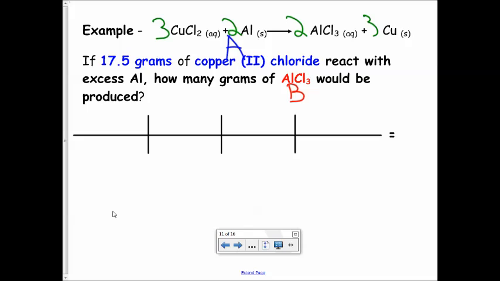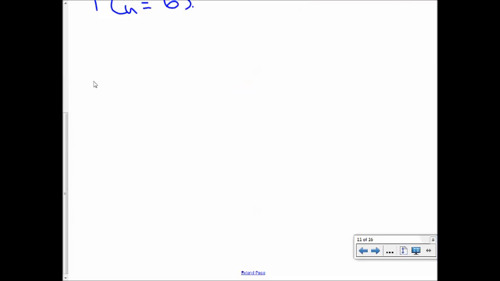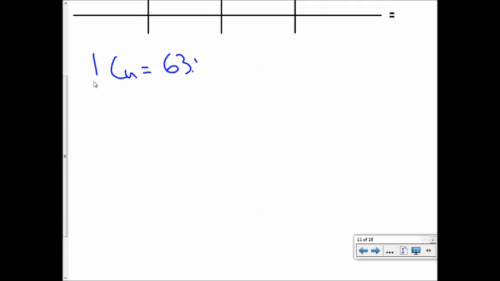So when we go through and do this one, the first thing we should do is say, we need copper 2 chloride, and we need to find the molar mass of that. So we are going to add the mass of 1 copper and 2 chlorines. We see that 1 copper is equal to 63.54. So the mass of 1 copper is 63.54 grams.